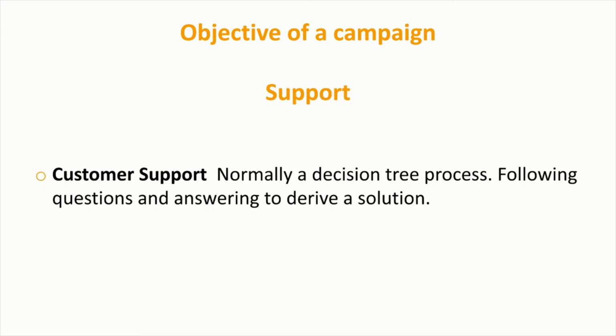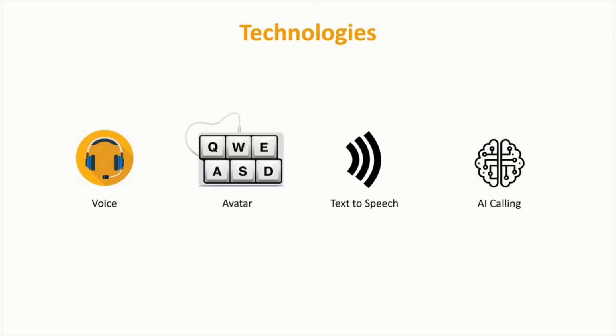And the last one is the support. So support is normally a decision process, so a decision tree. So it's really a question and answering process and using a knowledge base or some kind of system to drive down to work out what solution we need to deliver for the customer.